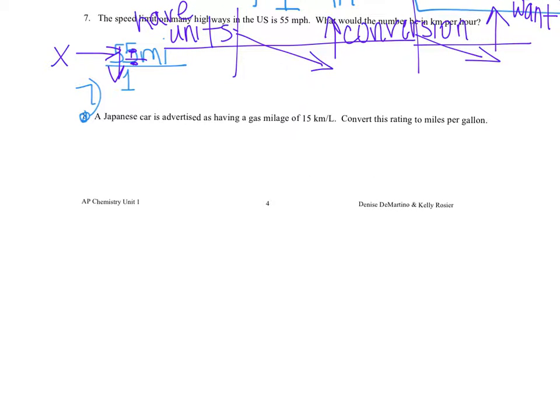Okay, back on track. So we are now looking at your number 7. My bad, sorry. Japanese car advertised as having a gas mileage of 15 kilometers per liter. So we're back on that per, so we can do that again. So what does per mean?